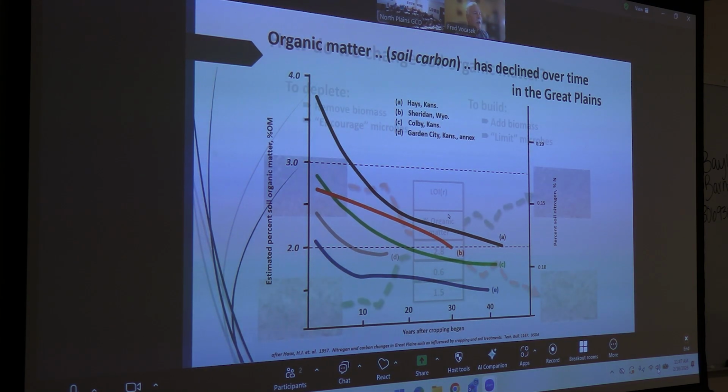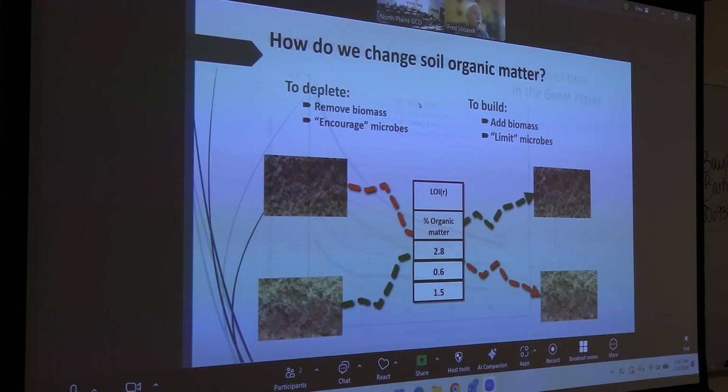Well, the challenge now is, if we want to restore it, here's what we do. So if we want to deplete organic matter, we remove the biomass. Okay? If you cut it off as silage rather than taking it as grain or as hay, you're going to remove more organic matter and you're going to deplete it. And you want to do things like working the ground a lot and aerating the ground, encourage the microbes, and so they break that organic matter down. It's lost as carbon dioxide.